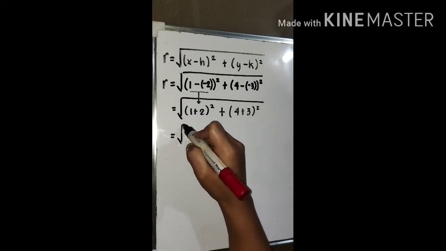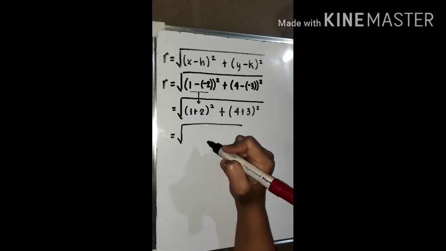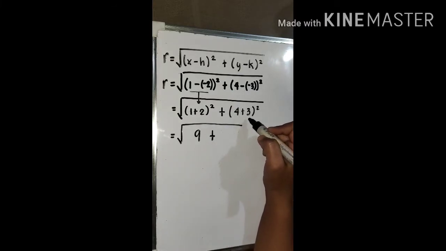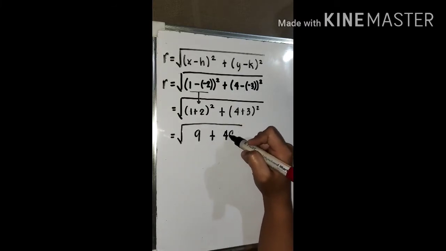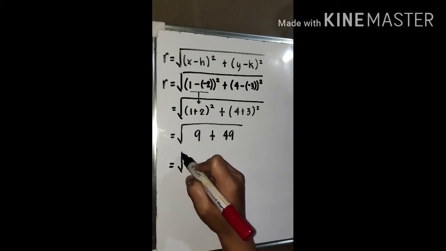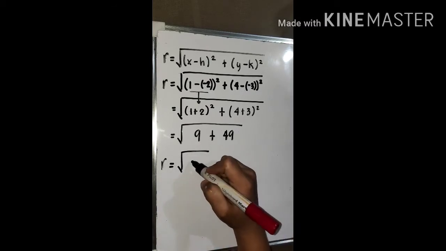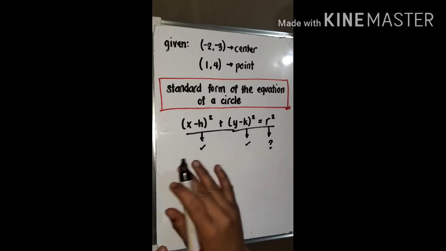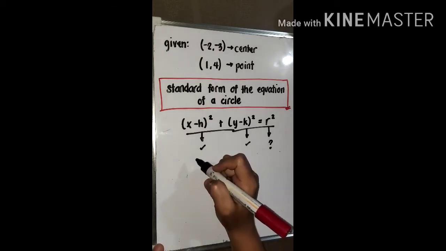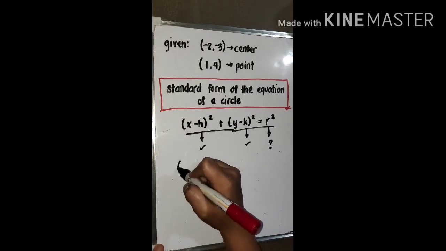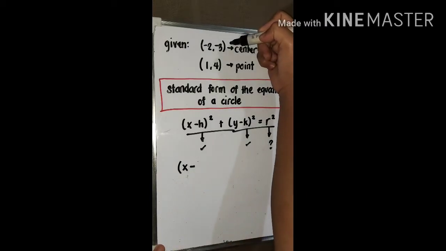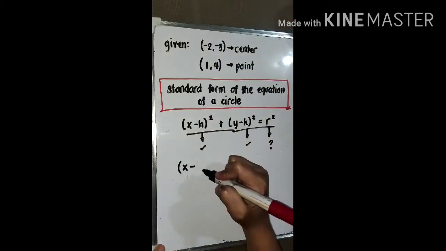We have now the square root of 1 plus 2, that's 3, squared, we have 9. Here we have 4 plus 3, that is 7, squared, that is 49. So r, or the radius, is equal to the square root of 58. We will now substitute the value of our radius, square root of 58, into our equation. Let's have first x minus h. We have x minus the h, which is from the center of our circle, negative 2.